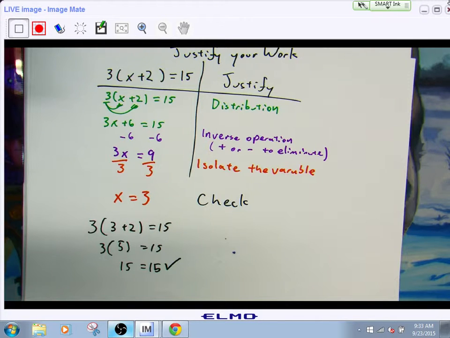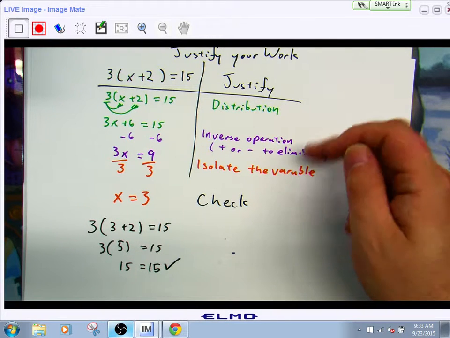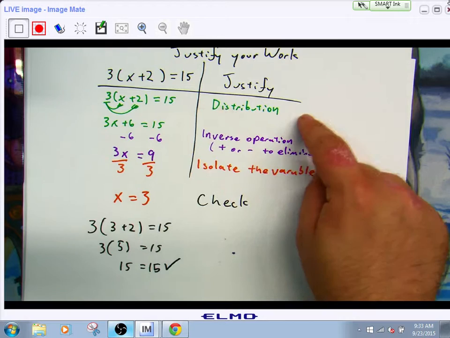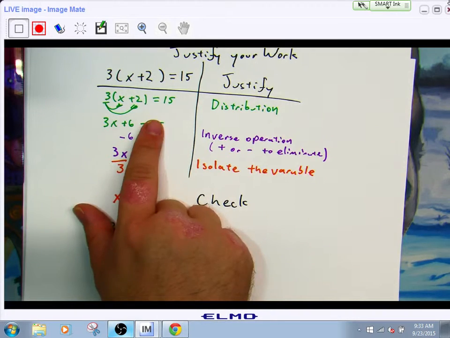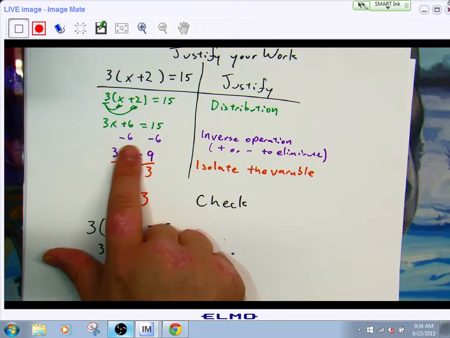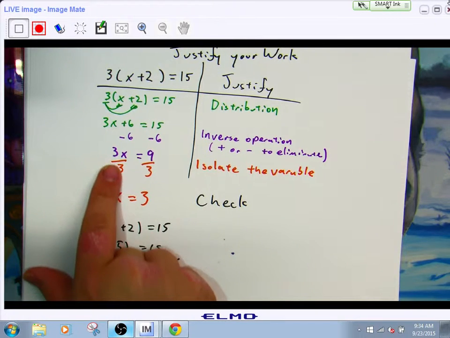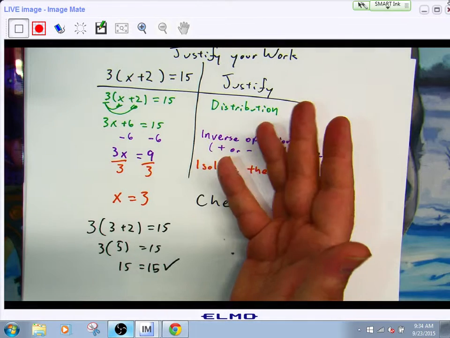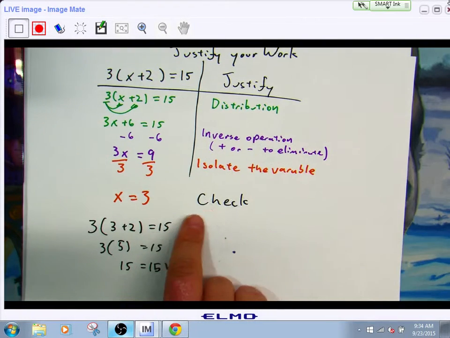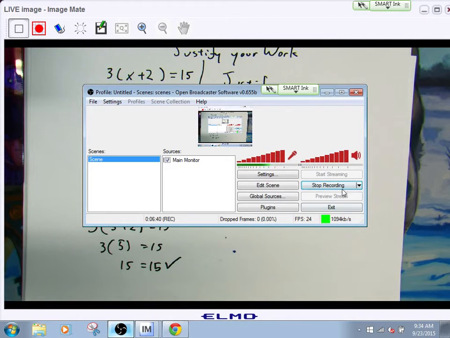And so what I'm asking you to justify, this is what I'm asking you to do. I'm asking you to show that you're distributing when you're performing distribution. You're doing the inverse operation when you're adding or subtracting. You're isolating the variable when you're dividing here. It also works when you're multiplying if there's a fraction. And then you're checking your work to show that you've successfully justified your answer. And that, as they say, is that.